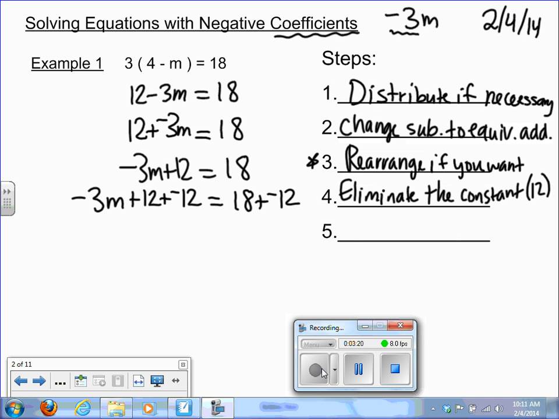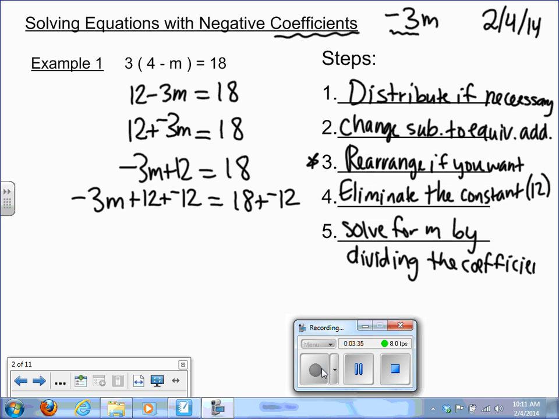Then we're going to solve for m by dividing the coefficients. So, what are we left with in our problem here? Anybody else out there? What are we left with? Madison! Negative 3m equals negative 6. Oh, positive 6. Positive 6.